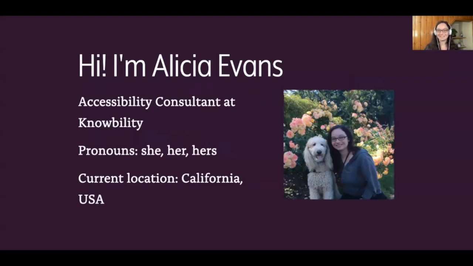Hi, my name is Alicia Evans, and I'm an accessibility consultant at Nobility. My pronouns are she, her, and hers, and I'm currently located in Southern California in the United States. I have included a photograph of myself with my dad's standard poodle, who is off-white and very large, and in our background, we're surrounded by beautiful pink and yellow roses. I am a woman in my early 30s, some might say mid-30s, and I have long, dark hair. I'm wearing black framed glasses, and I have very fair skin.